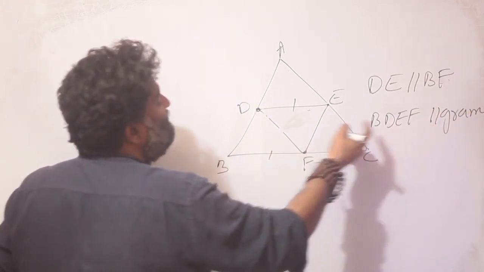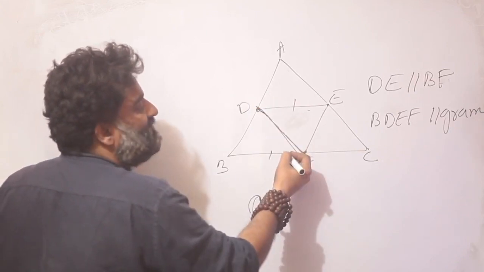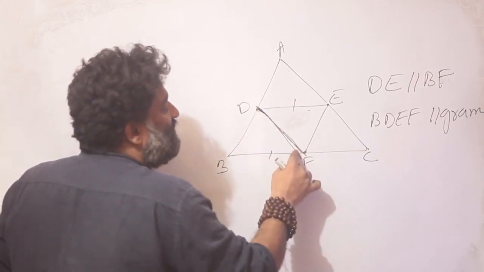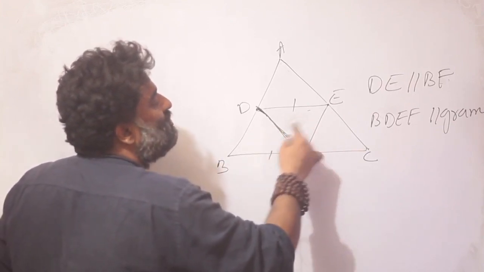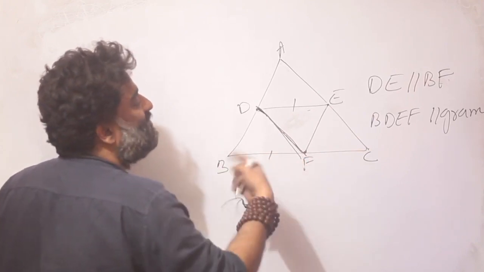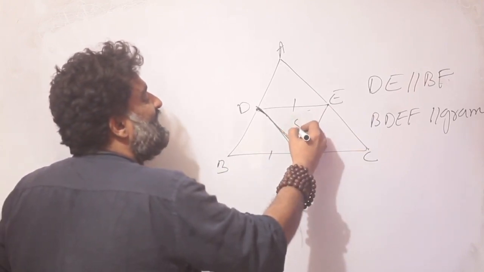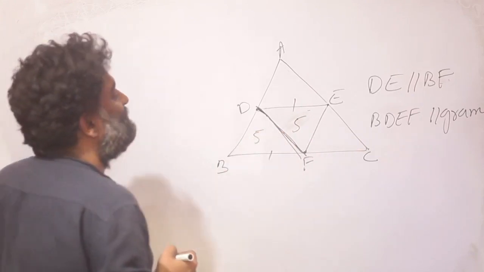And if I am looking at BDEF as a parallelogram, DF is a diagonal of the parallelogram, and the diagonal of a parallelogram divides the parallelogram into two congruent triangles. Congruent triangles means equal triangles in all possible things. That means if the area of this triangle is 5 units, this triangle also will be 5 units.